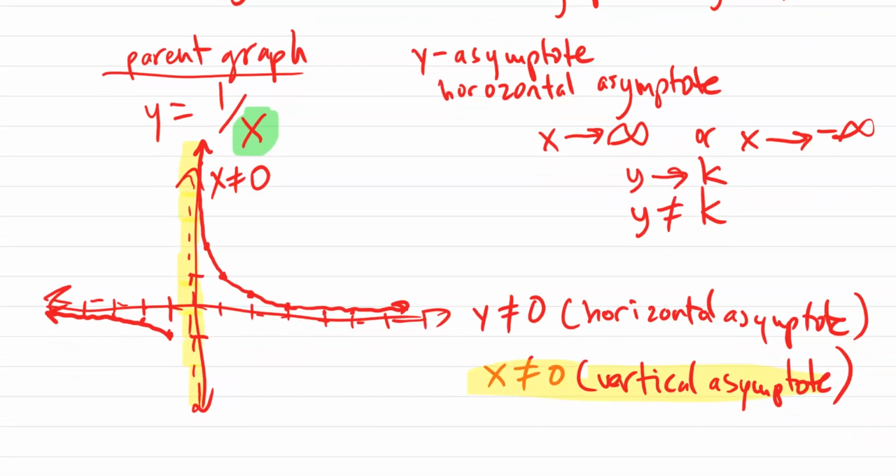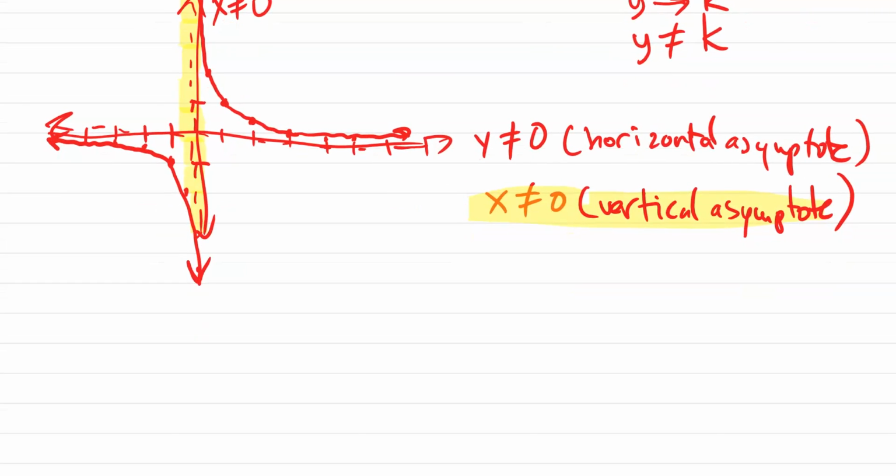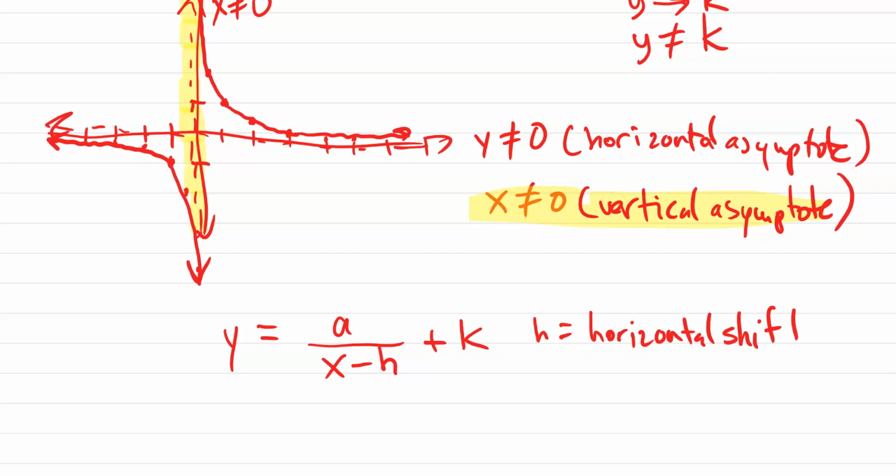What about on the negative side? Well, same thing. Negative 1/2 makes it negative 2. Negative 1/10 makes it negative 10. This skyrockets the other way. Okay? So this is our parent graph, and what we can do is build all our other graphs off of this one. We're going to have a lot of different ones, but basically our standard form is going to be y is equal to a over x minus h, plus k, where h is the horizontal shift, and k is the vertical shift.